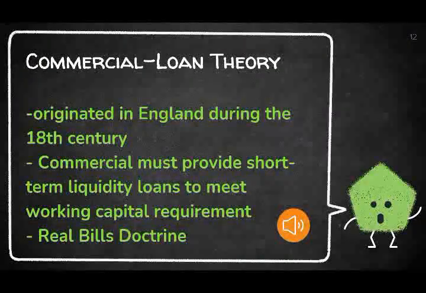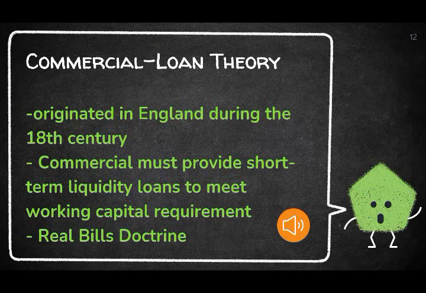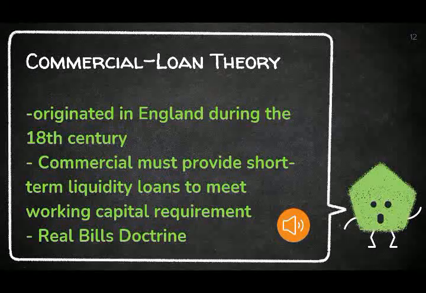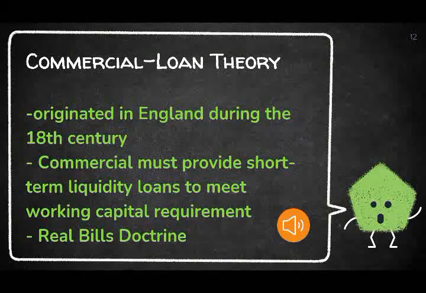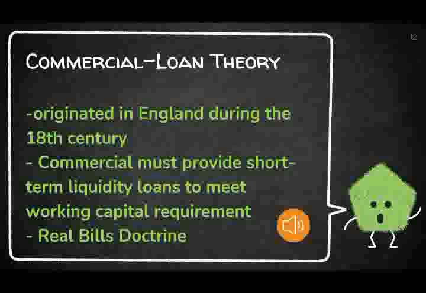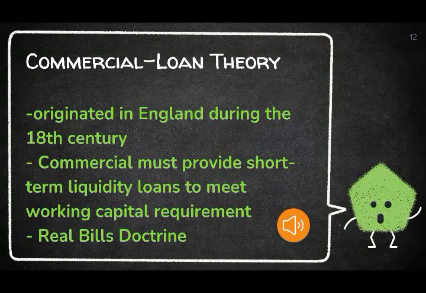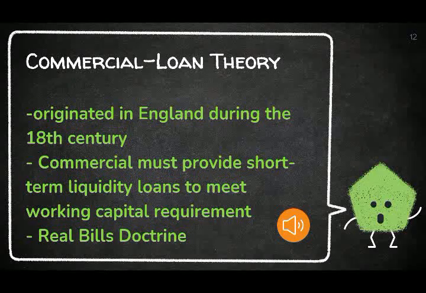Commercial loan theory originated in England during the 18th century. This theory holds that a commercial bank must provide short-term liquidating loans to meet working capital requirements and should refrain from long-term loans. This theory is supported by the real bills doctrine, a principle that money is lent against self-liquidating papers. However, the doctrine has some criticisms that made the commercial loan theory to be ignored.